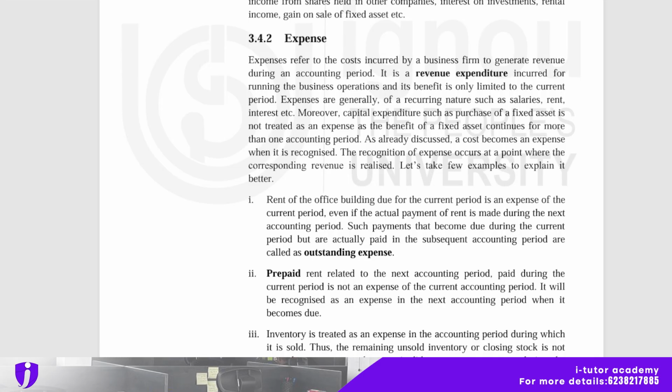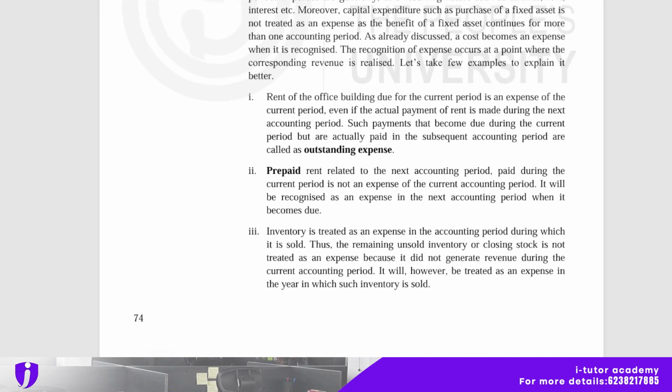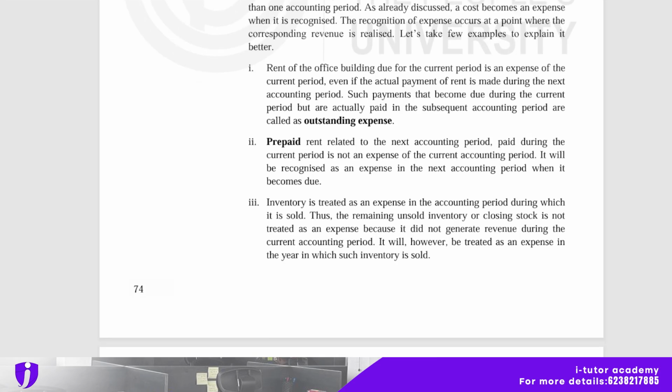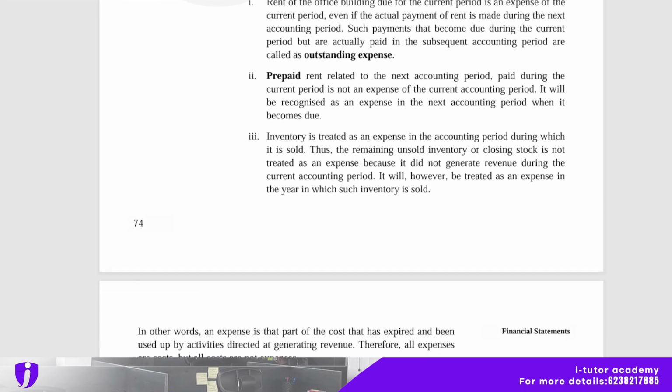As already discussed, a cost becomes an expense when it is recognized. The recognition of expenses occurs at the point where the corresponding revenue is realized. Rent of the office building due for the current period is an expense of the current period, even if the actual payment of rent is made during the next accounting period. These are called outstanding expenses. And prepaid rent related to the next accounting period, paid during the current period, is not an expense of the current accounting period. It will be recognized as an expense in the next accounting period when it becomes due.